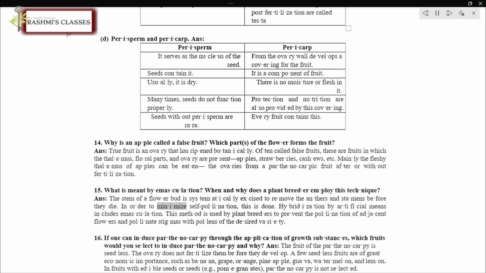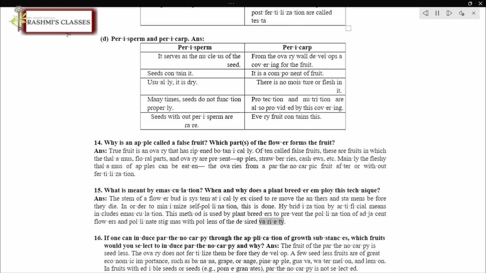In order to minimize self-pollination, this is done. Hybridization by artificial means includes emasculation. This method is used by plant breeders to prevent the pollination of adjacent flowers and to pollinate stigmas with pollen of the desired variety.